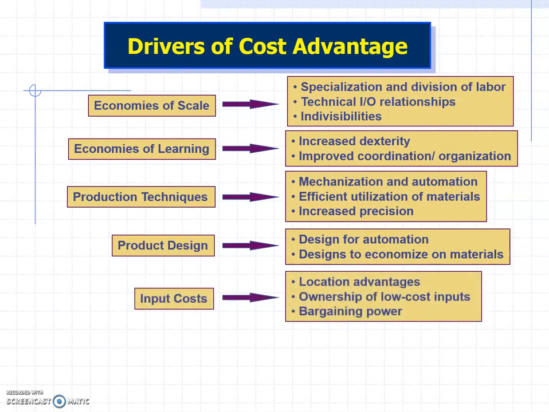Another driver of cost advantage is input cost. So you might have location advantages, right? If you can get a good low-cost location or own low-cost inputs, like if you just happen to be sitting on an oil well, like in Saudi Arabia or the Gulf states that have low-cost inputs, like oil reserves. Or maybe through bargaining power, right? If you're large enough, the larger you are, the greater your bargaining power is. So you might be able to lower your input costs.